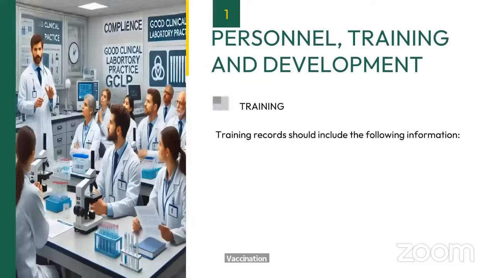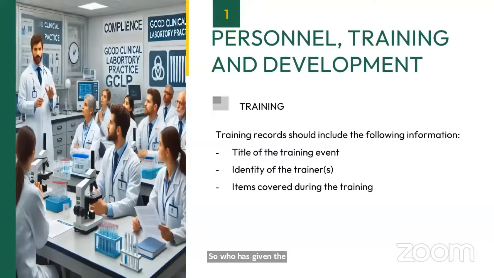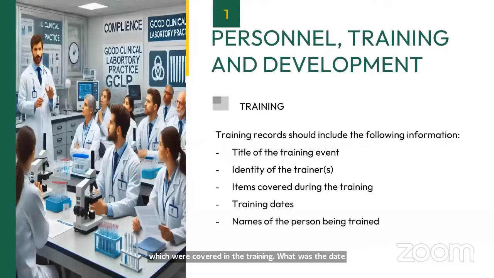Training records should include the following information. Whatever training you have conducted, you should maintain the training record, like the title of the training event. So what is it here? The title of the training event: GCLP guideline as per ICMR 2021 document. So title of the training event, identity of the trainer. So who has given the training or imparted the training, their identity should be recorded. What are the items covered during the training? What are the different sessions or topics which were covered in the training? What was the date of the training? Names of the persons being trained.